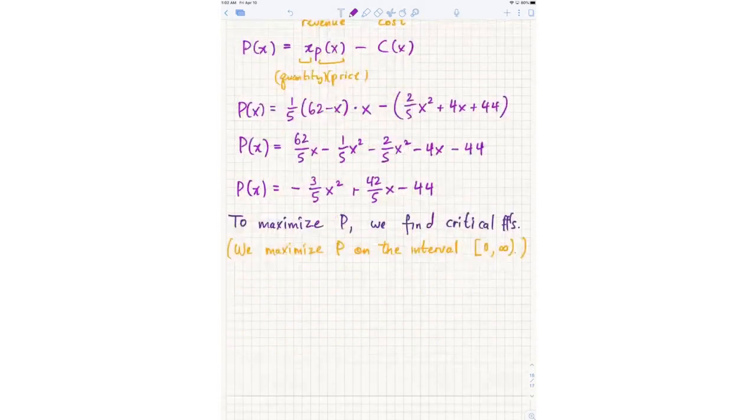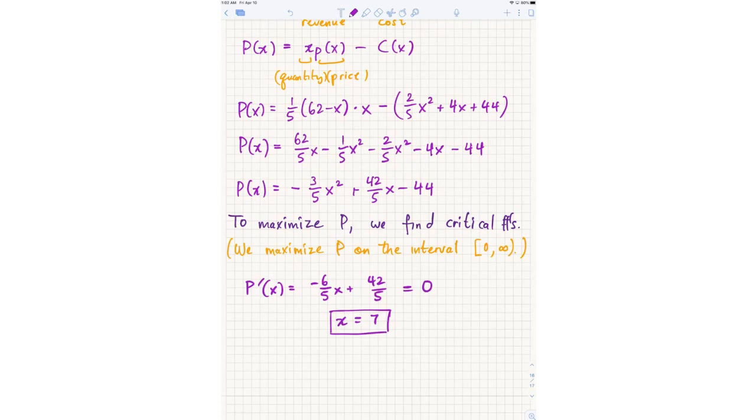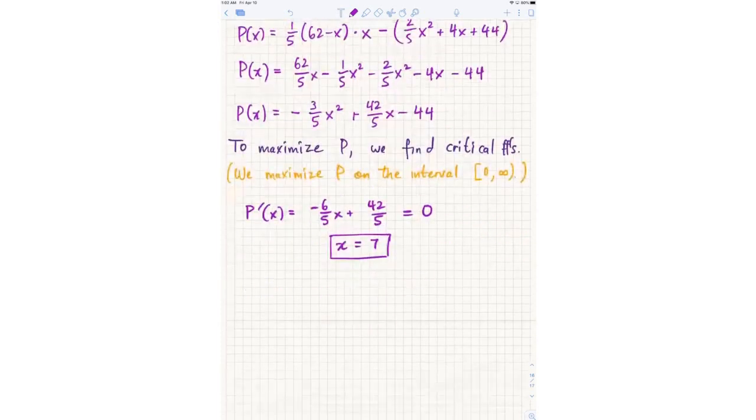Okay, so let's find P prime of x. We get negative 6 over 5 x plus 42 over 5. Set that equal to 0, and we get here x equals 7. We get, in fact, one critical number. And now let's just verify that this really does give us the maximum profit.